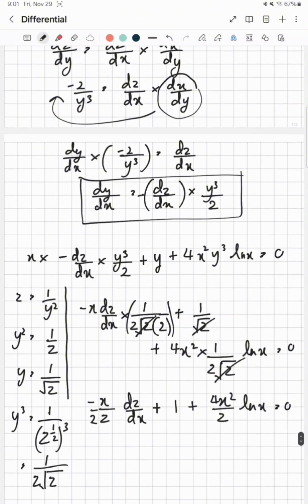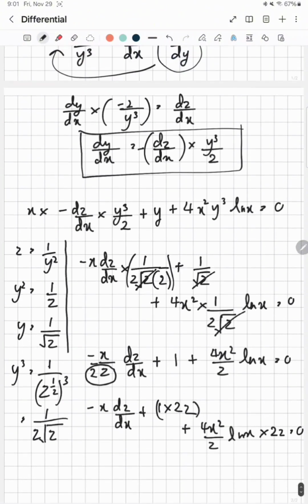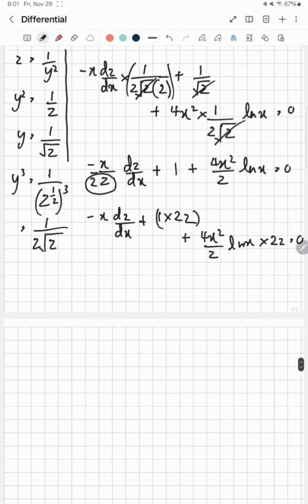So now what I'm going to do is multiply everything by 2z. So I get minus x dz over dx into, so plus 1 into 2z, plus 4x squared over z ln x into 2z equals 0. So then I can write again minus x dz over dx plus 2z.